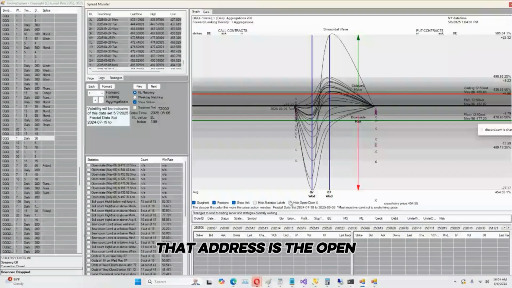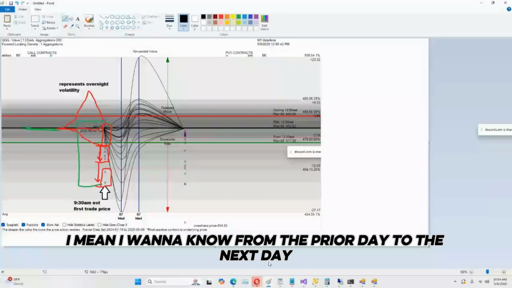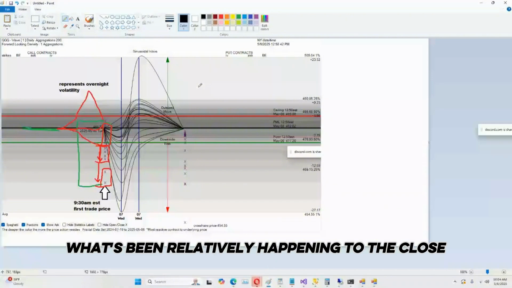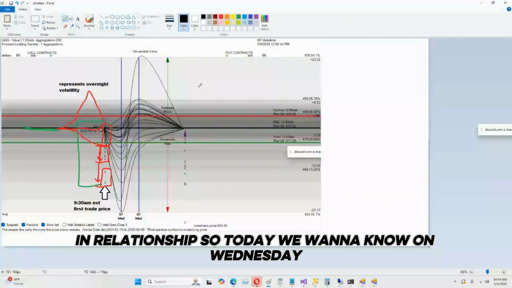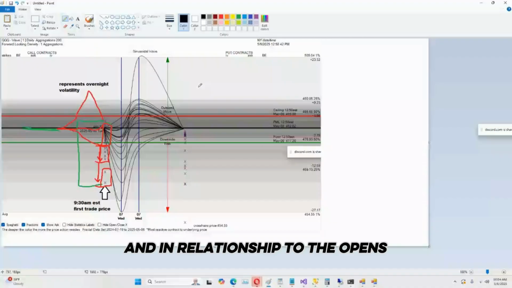That addresses the open. Now we've got the flip side. Okay, great, that's the open, but what's going on with our close? I want to know from the prior day to the next day, what's been relatively happening to the close in relationship. So today we want to know on Wednesday, tomorrow, where's our close been in relationship to today's close and in relationship to the opens? So that's answered on the back end here.